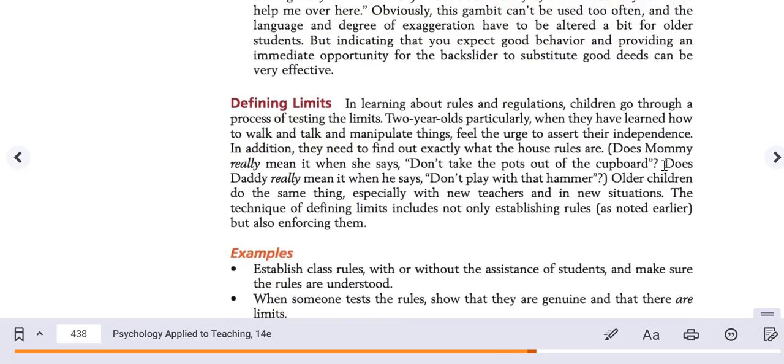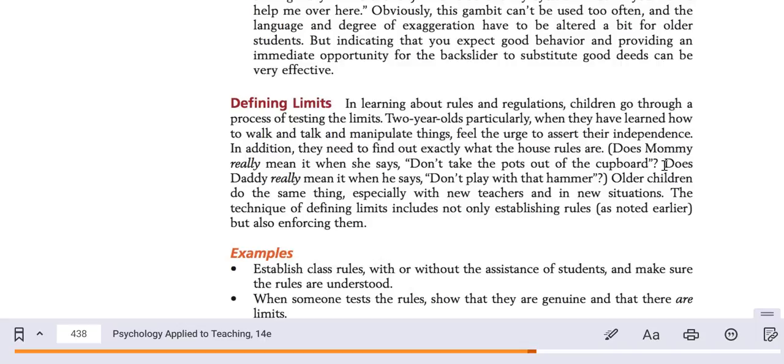Defining limits. In learning about rules and regulations, children go through a process of testing the limits. Two-year-olds, particularly when they have learned how to walk and talk and manipulate things, feel the urge to assert their independence. In addition, they need to find out exactly what the house rules are. Does Mommy really mean it when she says don't take the pots out of the cupboard? Does Daddy really mean it when he says don't play with that hammer? Other children do the same thing, especially with new teachers and in new situations.